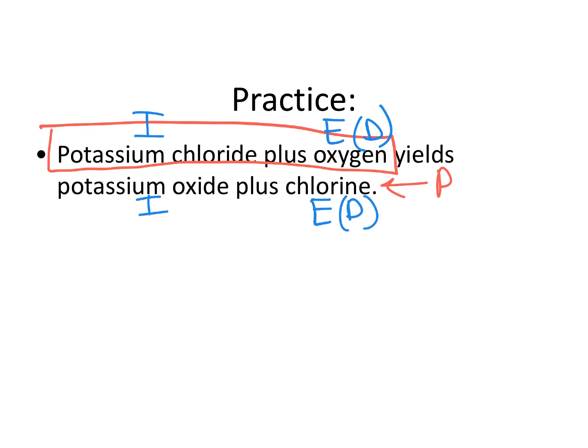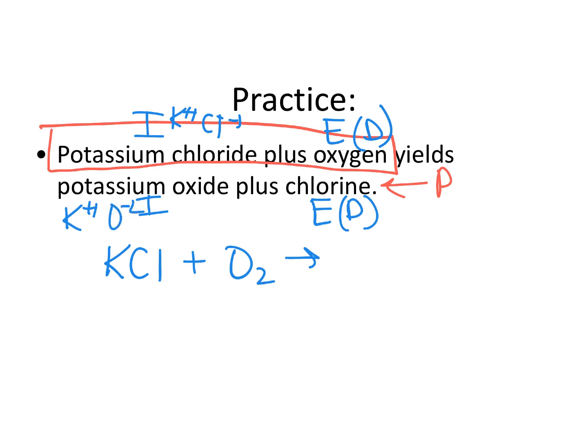So I can go ahead and write those out. Potassium chloride. I've got K+1, Cl -1. That's just going to be KCl plus oxygen, diatomic, O2, yields potassium oxide. So again, I've got potassium +1, oxygen -2. I've got to balance out those charges, so I'm going to have K2O plus chlorine, which is a diatomic.